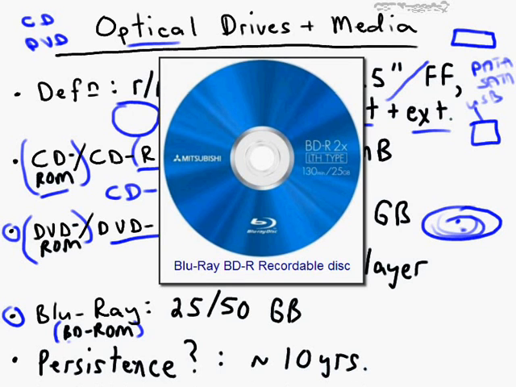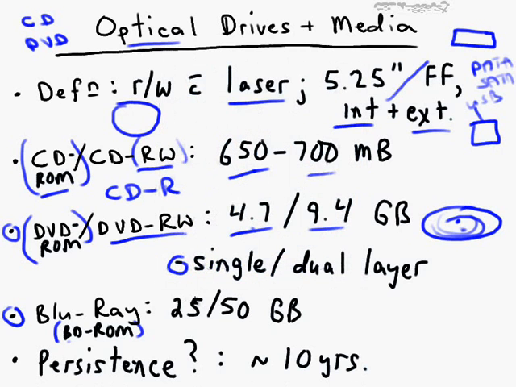650 megs to 4.7 gigs, and now single-layer Blu-ray will record 25 gigabytes. Dual layer Blu-ray, 50 gigabytes. Now before I show you some pictures and we go out onto the web again for illustration, there's the issue, and it's a good issue. What is the persistence of optical media?